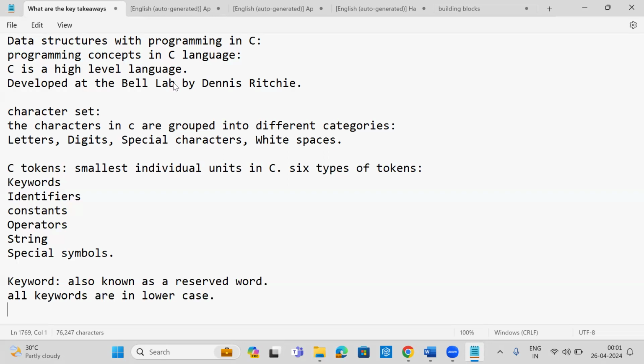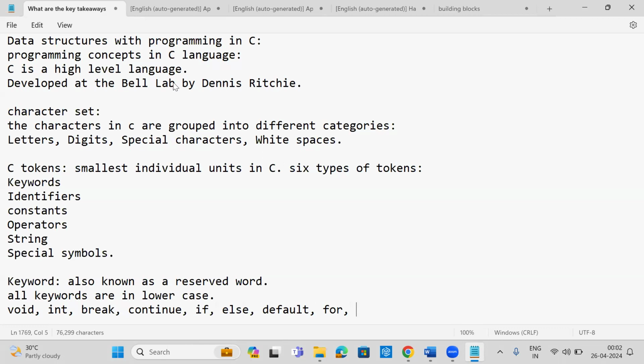And what are the examples of keywords in C? We have void, we have int, we have break, we have continue, we have if, we have else. Okay, we have default, right? Then we have for. Okay. Then we have, yeah, there are 30 or 32 keywords in C language.